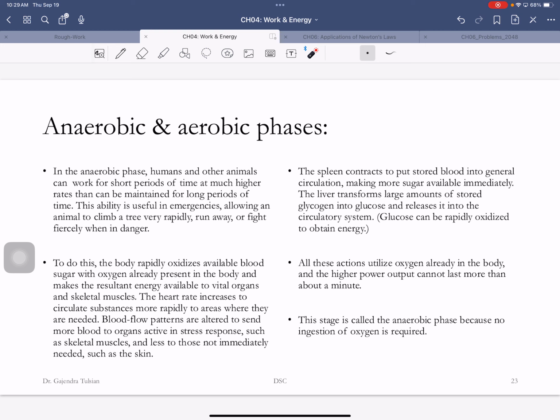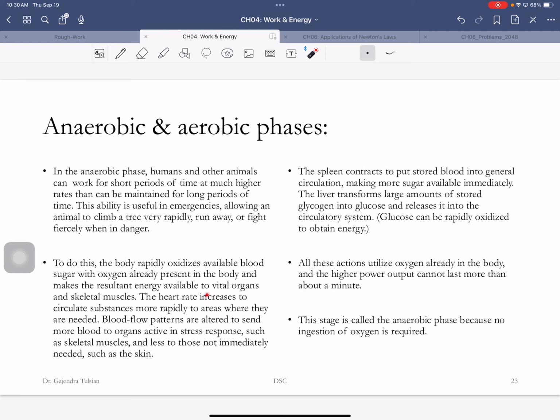So what does the body do during this phase? To do this, the body rapidly oxidizes available blood sugar. So to get that extra boost of energy, whatever blood sugar is there in the blood, you rapidly oxidize this with oxygen already present in the body. You're not bringing in any more oxygen. Whatever is there, all the resources that are there, you're using up.